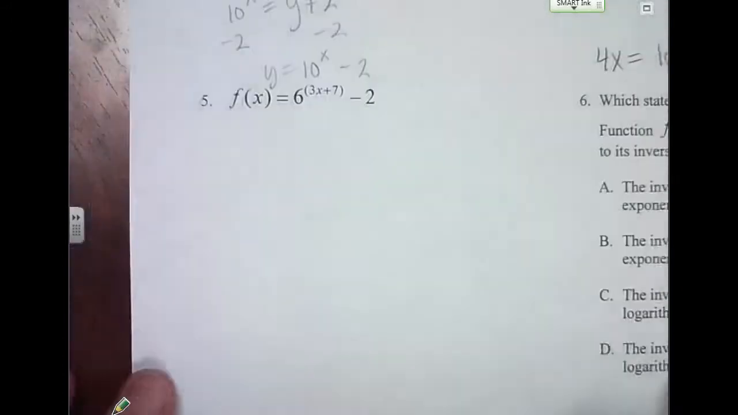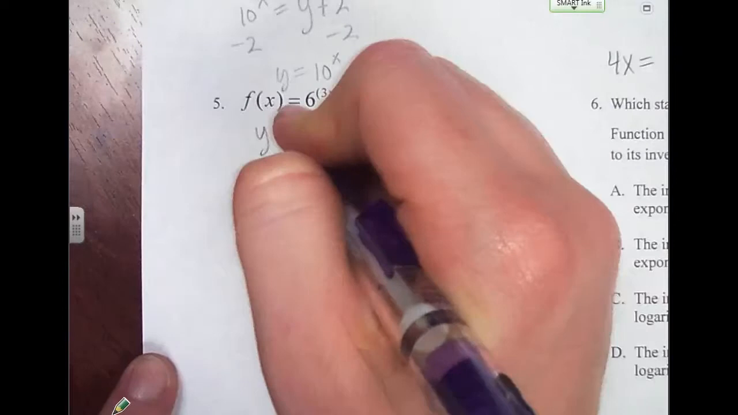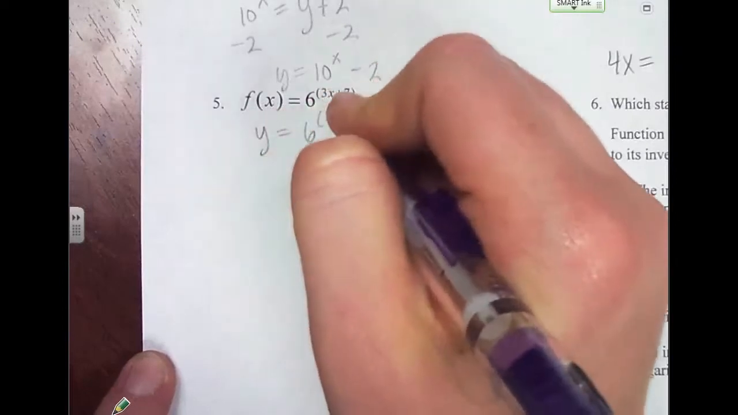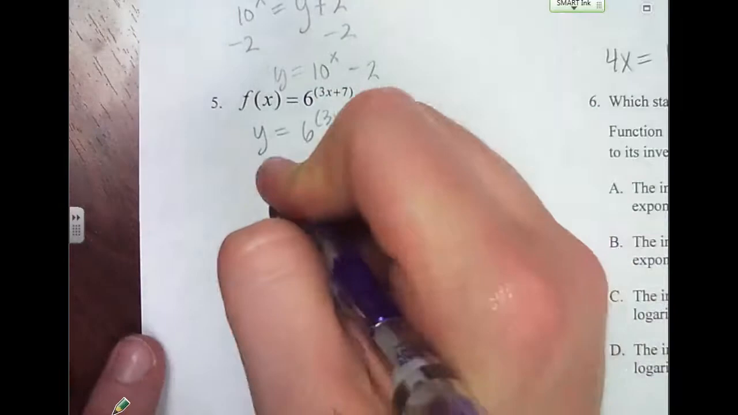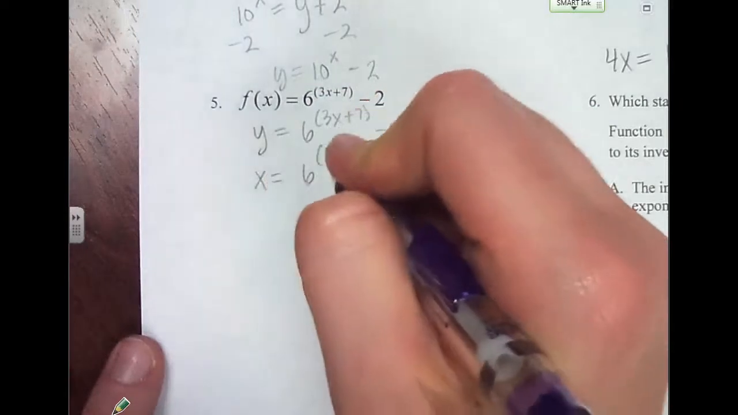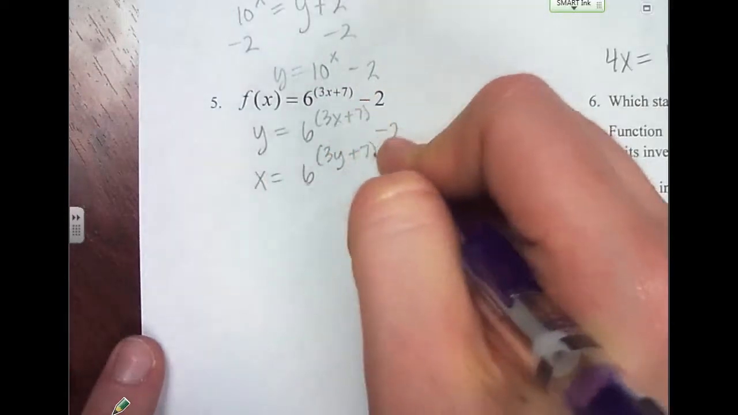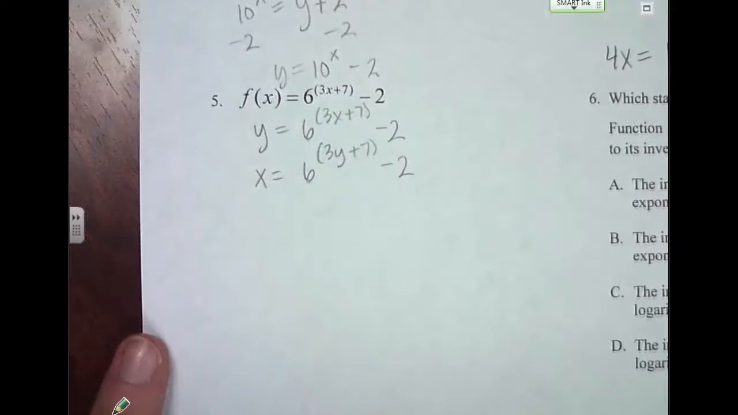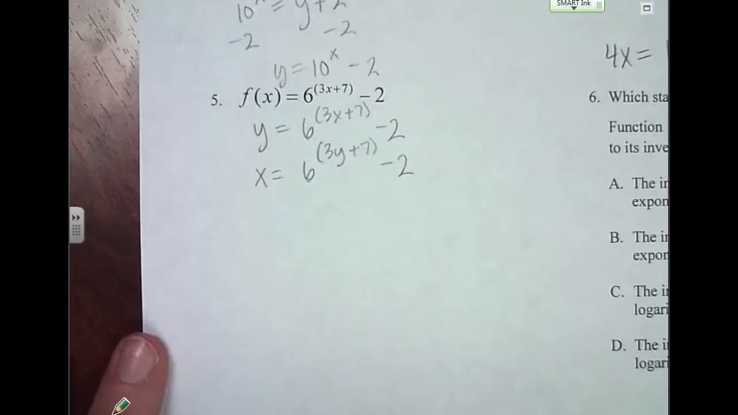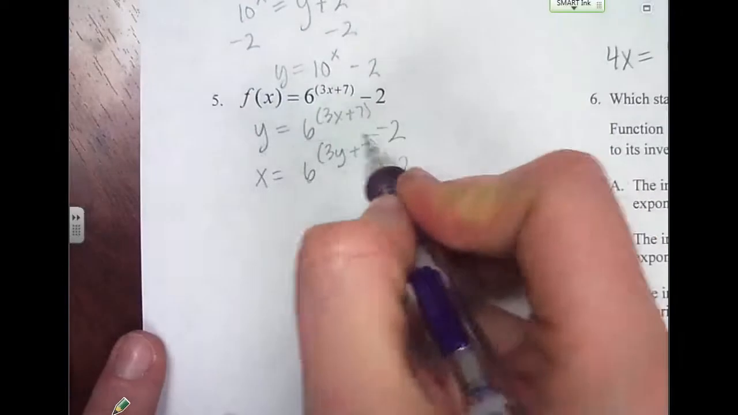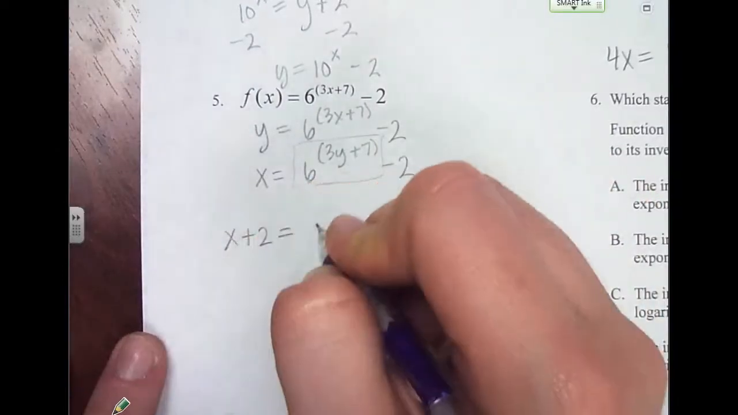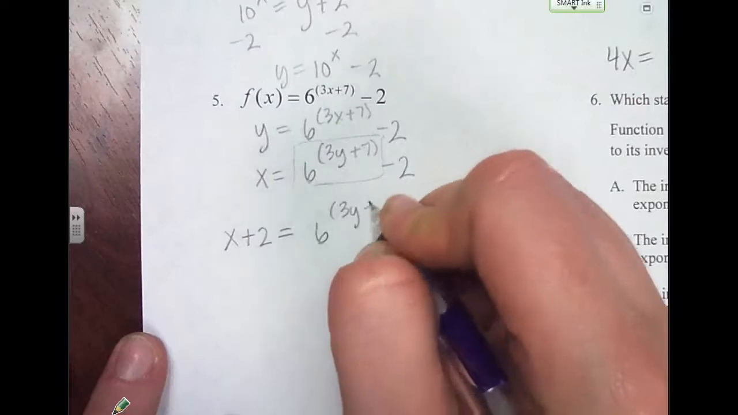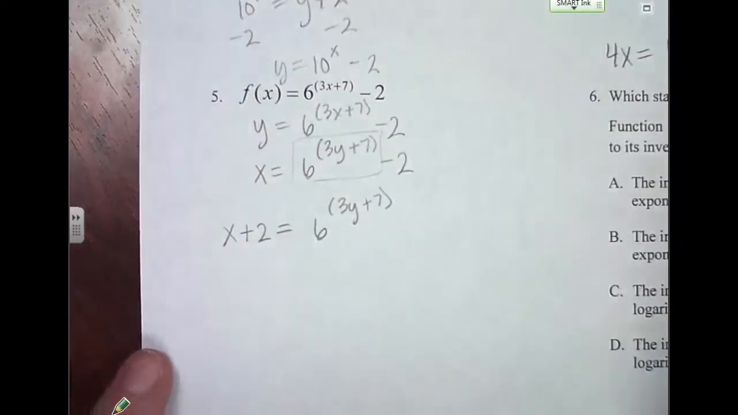Okay, number 5. Let's change that to a y. And let's switch x and y. So x equals 6 to the (3y plus 7) minus 2. So I have an exponential. I'm going to go to a log. What I need to do first, though, is get that exponential part by itself. So I'm going to add the 2 over. So I get x plus 2 equals 6 raised to the 3y plus 7.